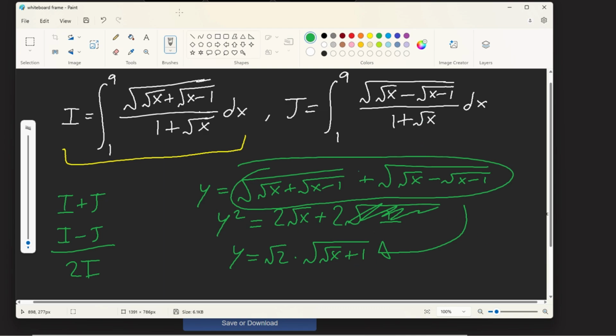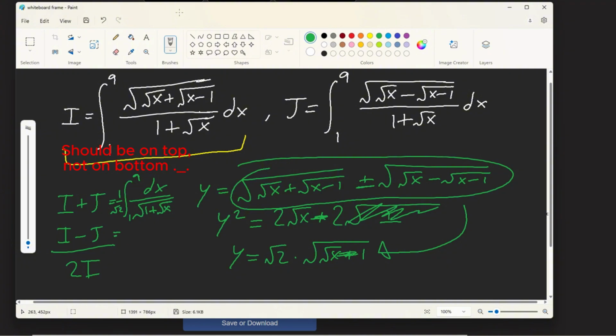And oh, would you look at that? I plus J is equal to the integral of 1 over root 2 times 1 plus square root of x, dx. Oh, force U-substitution. This is an easy integral now, right? And then you do the same thing for minus, the negative version.